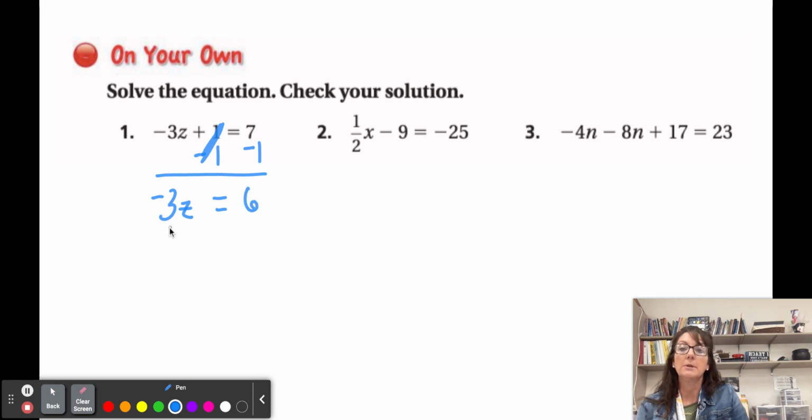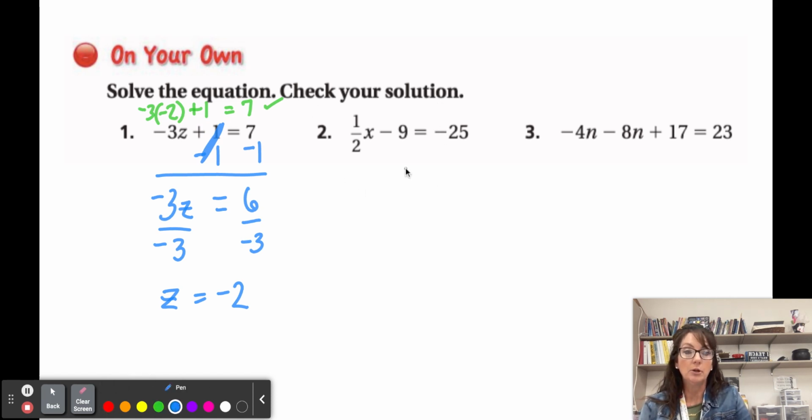To undo this multiplication, we simply use division. So z is equal to negative 2. And again, go back in here to check your work. Maybe I'll change the color here to green and get negative 3 times this negative 2 plus 1 has to equal 7. Well, this becomes a positive 6. 6 plus 1 is 7, so I know it works. Okay, so that's what you're doing there.